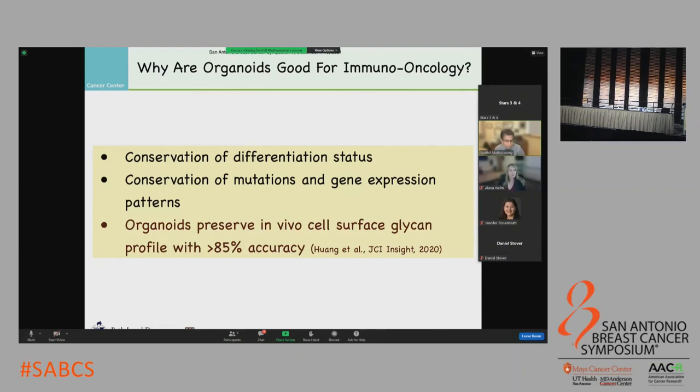This is extremely important if you think about it for a minute, because the T cells see the tumor cells on the cell surface, and many of the surface proteins are glycoproteins. So the fact that we are able to maintain the glycan profile speaks to the volume in terms of the antigens that are being presented by these cells in culture.